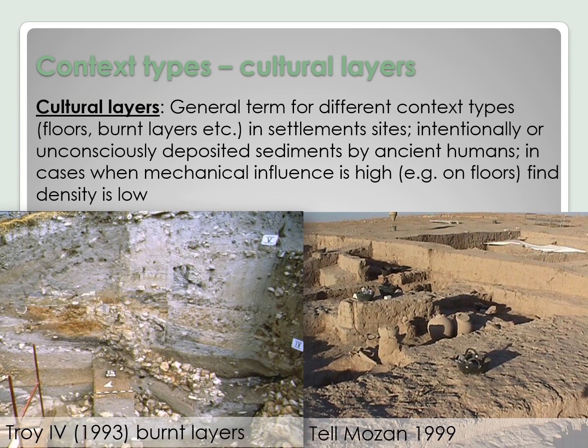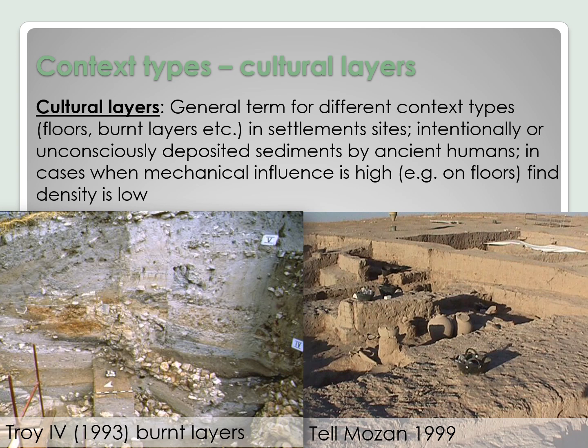As we were looking at the sampling strategies, we already made acquaintance with different kinds of contexts. We will continue now with considering the most frequent context types in archaeological records. Here you see two examples of cultural layers: a burned layer from Middle Bronze Age Troy and floors within the house structures of Middle Bronze Age Tel Mozan in Syria.